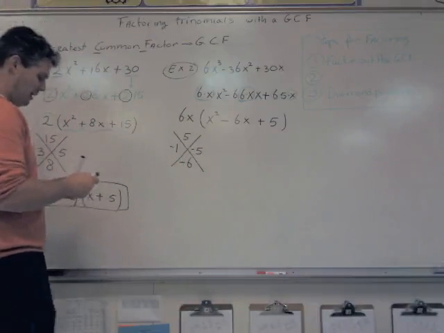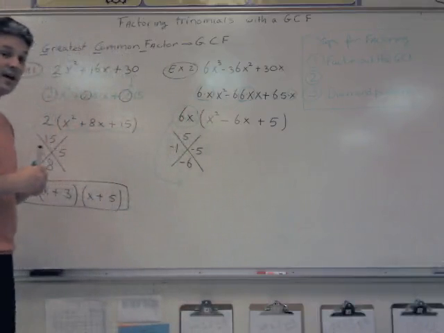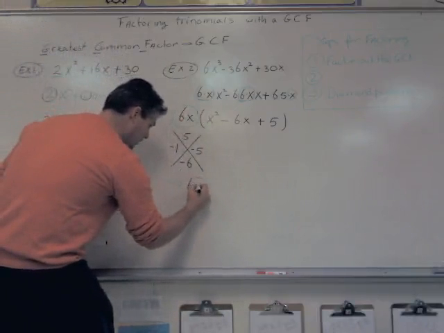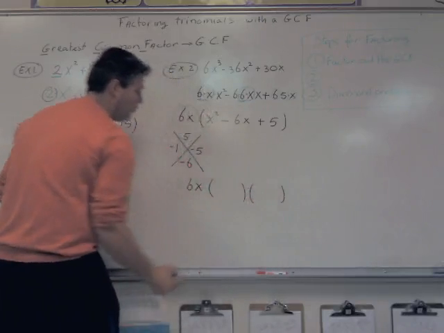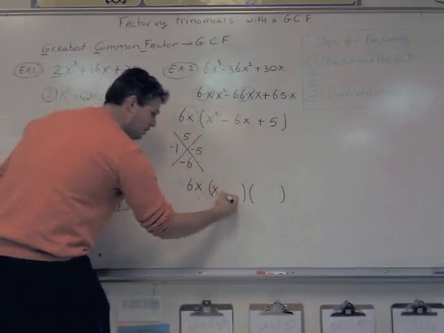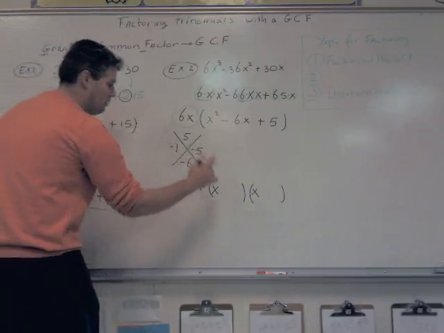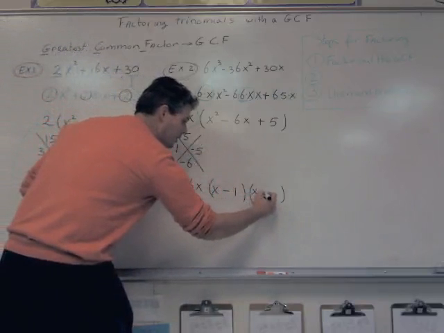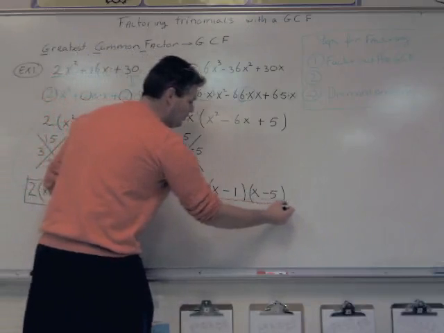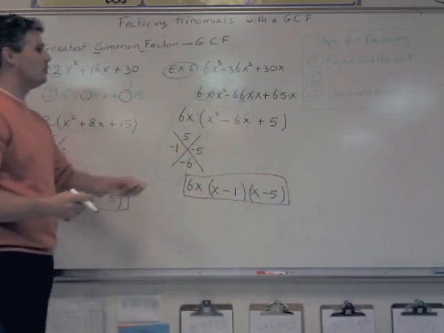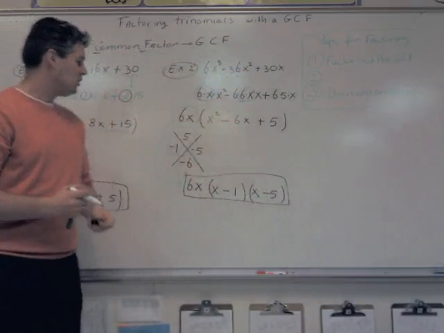Okay? So now we can write the product. Now remember, the greatest common factor, we need to write down. So that's 6x. And now I'm going to write my 2 binomials. I've got an x squared, so this will make my x squared. Then a minus 1 and minus 5. And this is the factored form of the original trinomial 6x cubed minus 36x squared plus 30x.